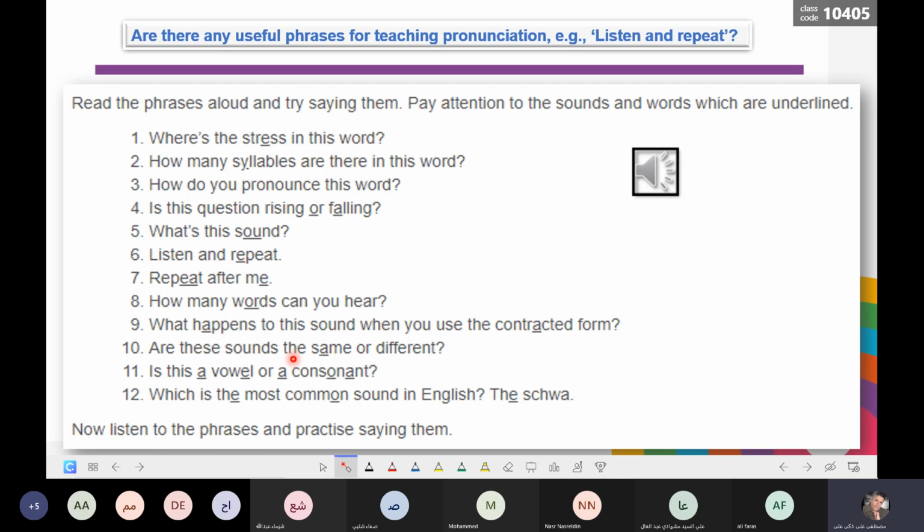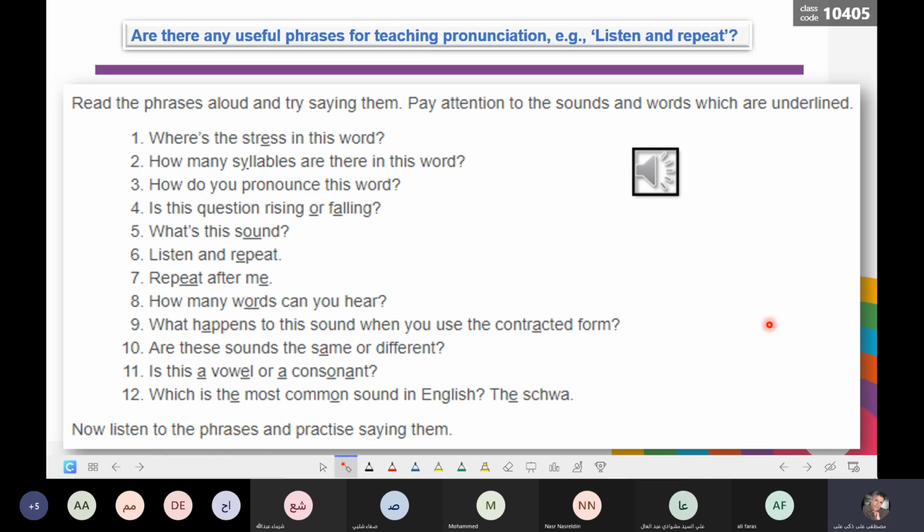Are these sounds the same or different? Is this a vowel or a consonant? Which is the most common sound in English? Schwa. Okay, I want you to listen to these questions again.